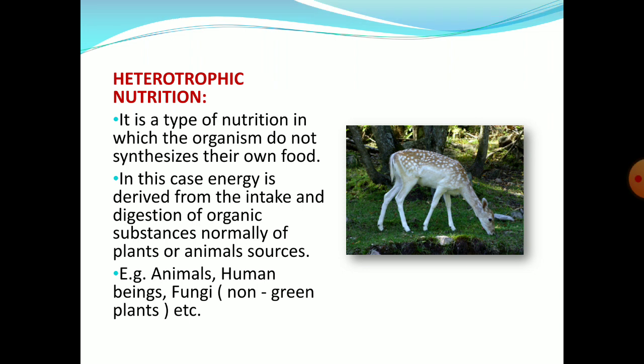Next mode of nutrition is heterotrophic nutrition. In this case, organisms do not synthesize their own food. Here, energy is derived from the intake and digestion of organic substances, normally of plants or animal sources. Meaning thereby that in heterotrophic nutrition, organisms are directly or indirectly dependent upon plants or animals. Examples are animals, human beings, fungi, etc. In the given figure, you may observe that deer is dependent on grass.